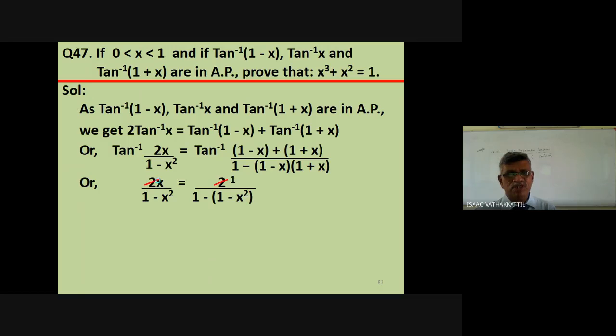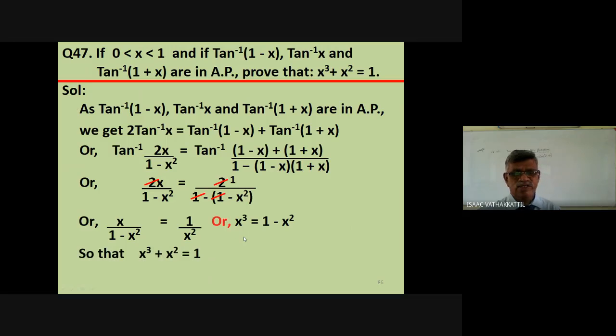Further, what happens? 2 cancels. Get here 1. And opening this bracket, this 1 cancels and this becomes x squared minus, or minus plus x squared. So it will be x by 1 minus x squared equal to 1 by x squared. Cross multiplying, what we get? X cube equal to 1 minus x squared, or x cube plus x squared equal to 1.